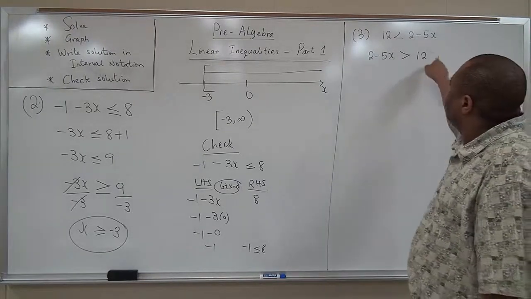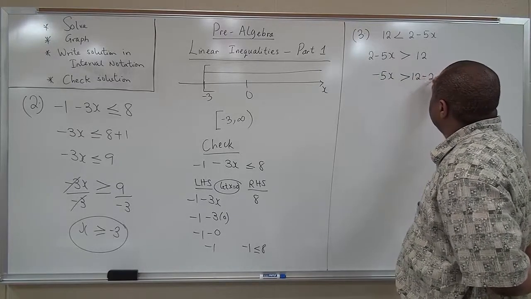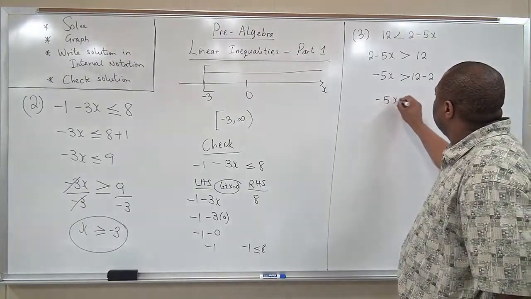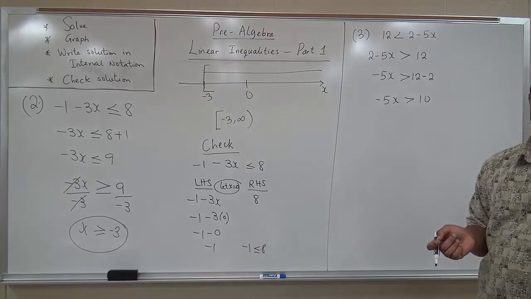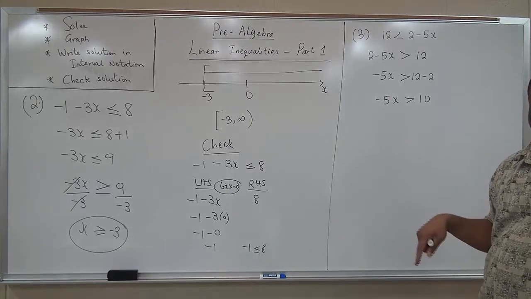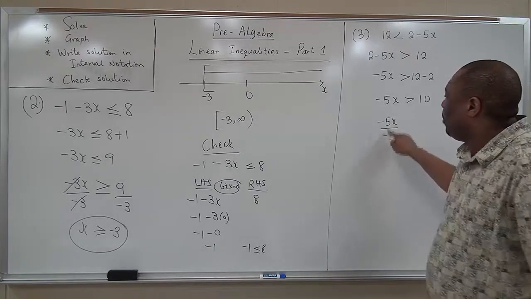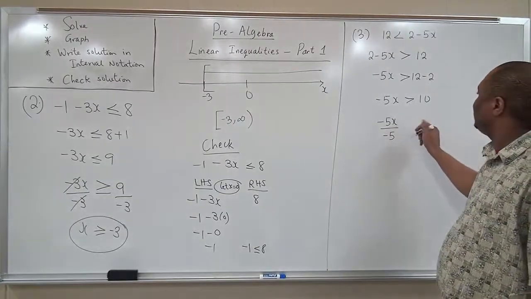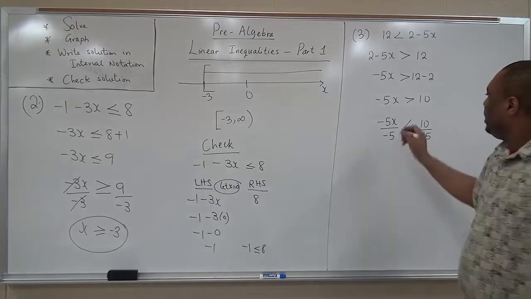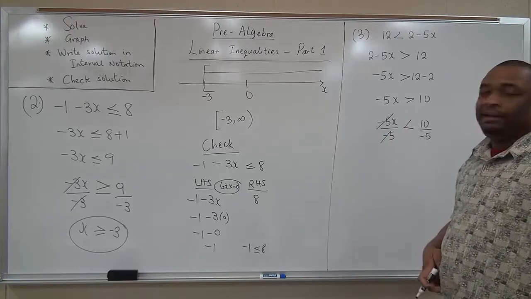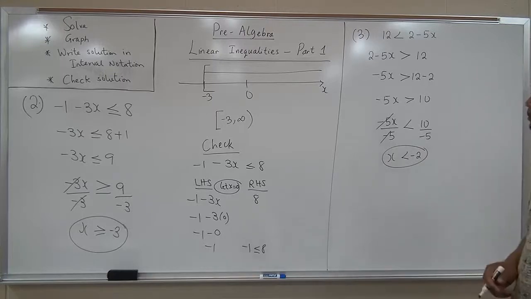Then I move this over here, so this will be negative 5x greater than 12 minus 2. This will be negative 5x greater than 10. Then I have to divide by a negative. And when I divide by a negative, the inequality is reversed again. So this will be negative 5x divided by negative 5. Once I do this, I go ahead and reverse this. Less than 10 divided by negative 5. Negative 5 divided by negative 5 is 1. So x is less than negative 2. And this becomes your answer.